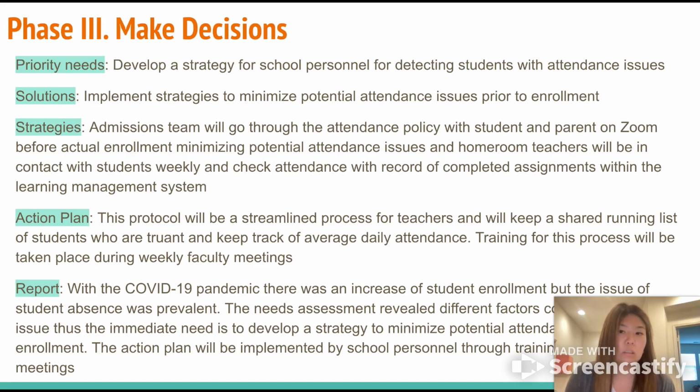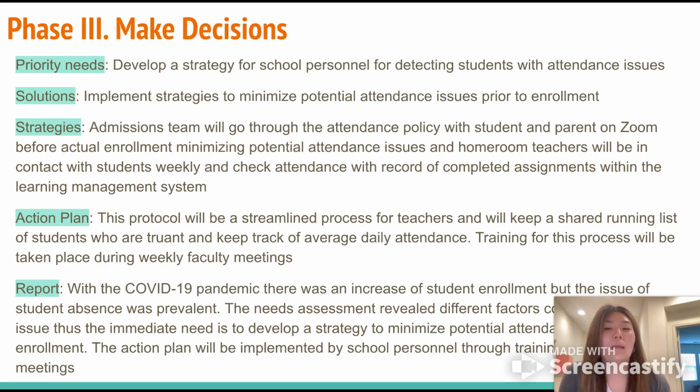So the first tier would be the admissions team going through the attendance policy with the student and parent on Zoom. So that means they're able to get on internet, use technology, and before the actual enrollment, minimizing any potential attendance issues. So then the second tier will be the homeroom teachers. They will be in contact with students weekly and check attendance with a record of completed assignments within the learning management system, which is LMS. Now, that's a strategy.